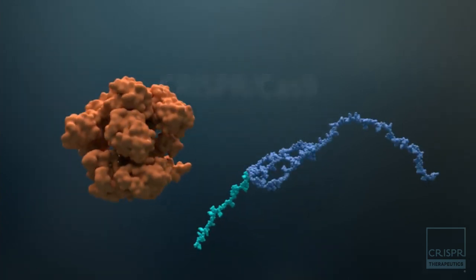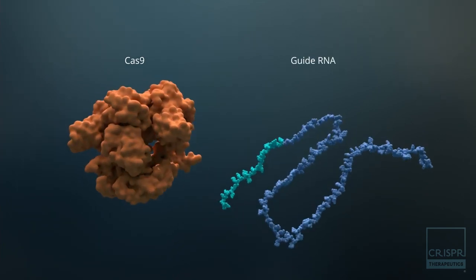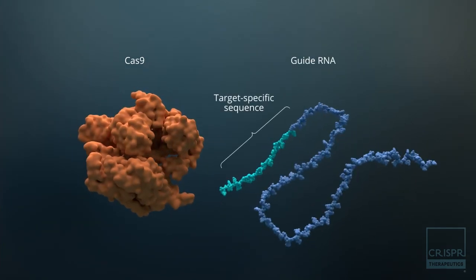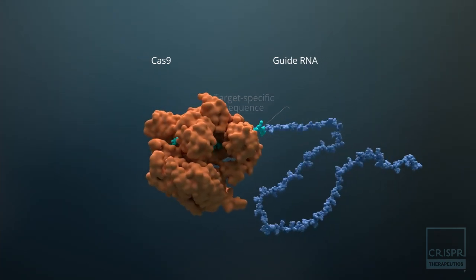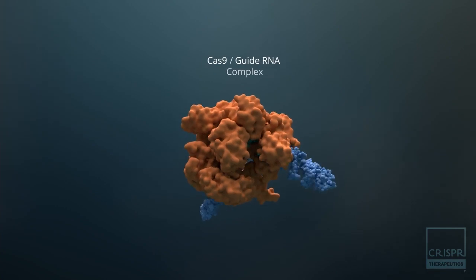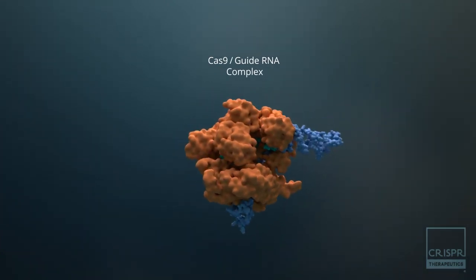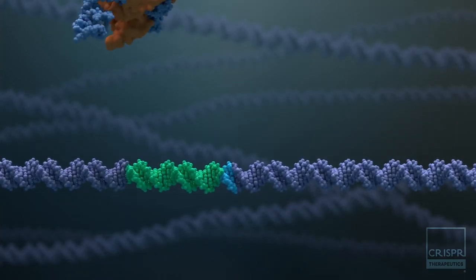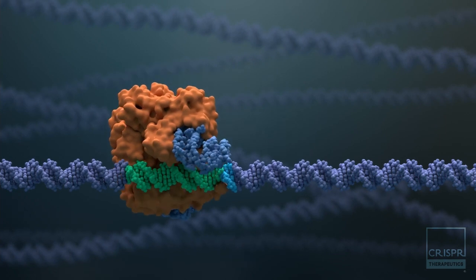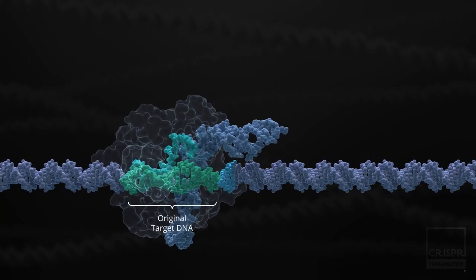The system is comprised of two parts: Cas9, an enzyme that cuts DNA, and a guide RNA whose sequence directs Cas9 to a specific location in the DNA where the edit should be made. Cas9 associates with the guide RNA to form a complex that can be easily and precisely targeted to a desired site in the DNA. The CRISPR-Cas9 gene editing process begins when the complex recognizes and binds to a short segment of DNA adjacent to the target site.